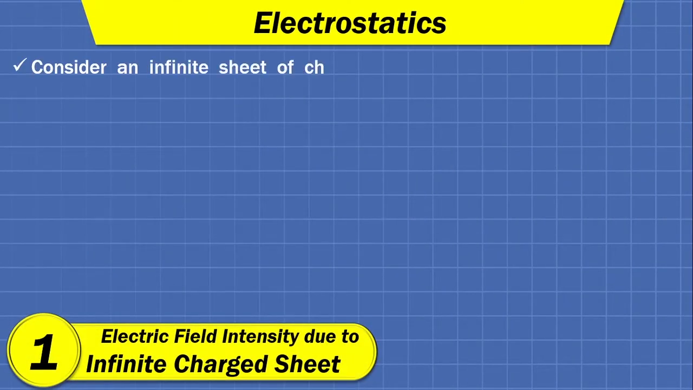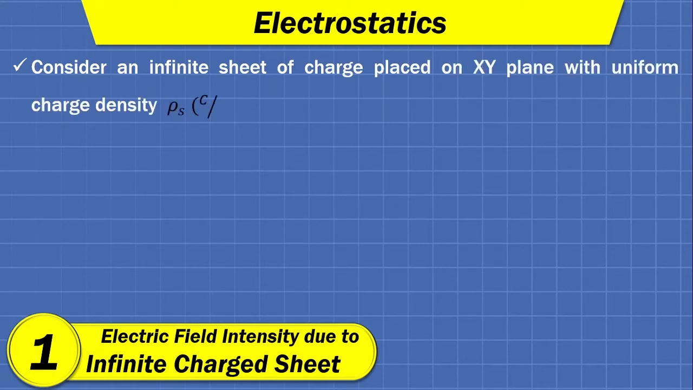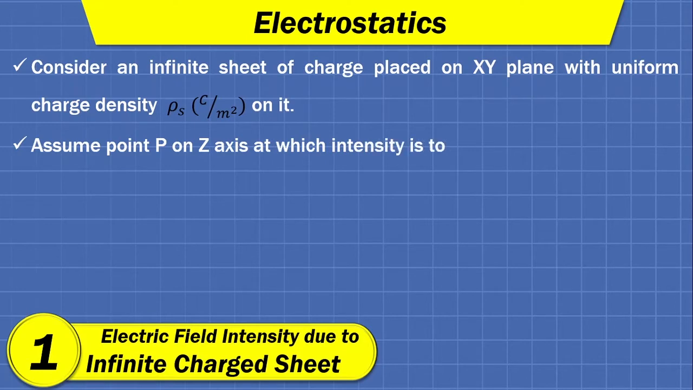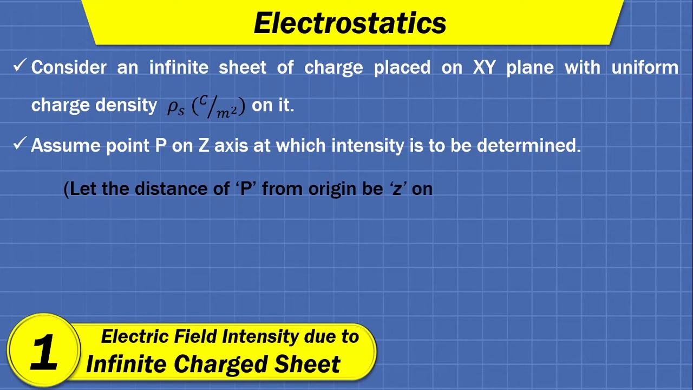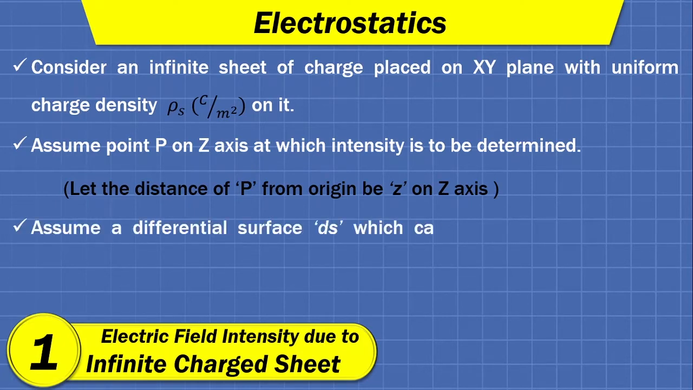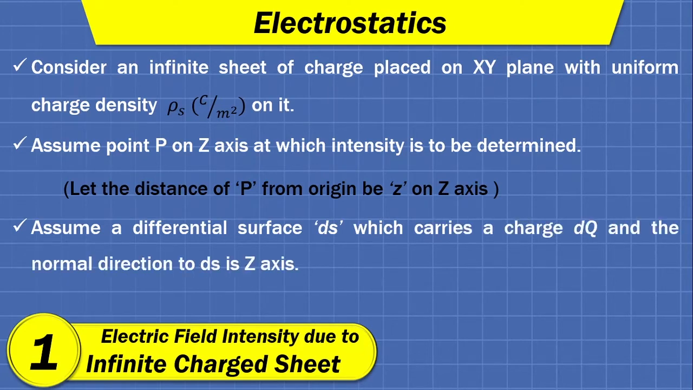So consider an infinite sheet of charge placed on xy plane with uniform charge density rho s coulomb per meter square on it. Then assume a point P on z-axis at which the intensity is to be determined, and the location of point P is on the z distance from the origin on the z-axis. And now assume a differential surface ds which carries a charge dq and a normal direction to ds is z-axis.